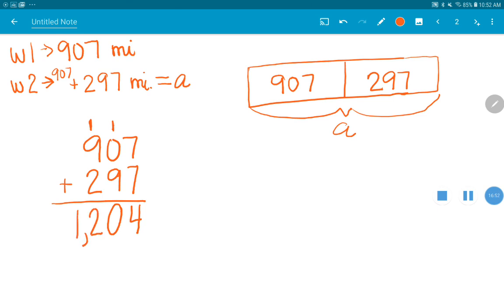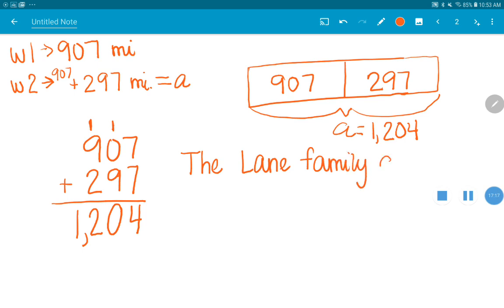So my answer is 1,204. So A equals 1,204. If I wanted to write a statement, I could say the Lane family drove 1,204 miles the second week.